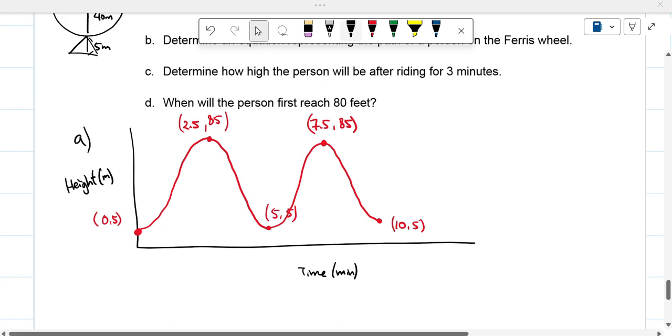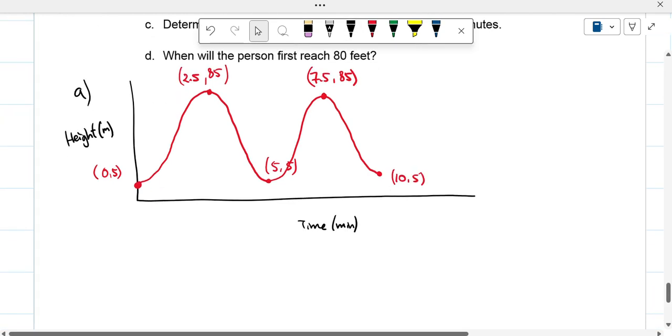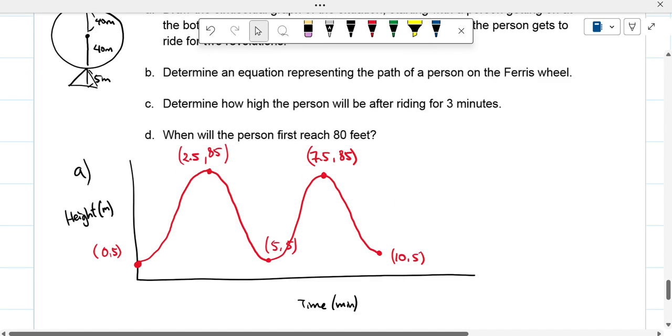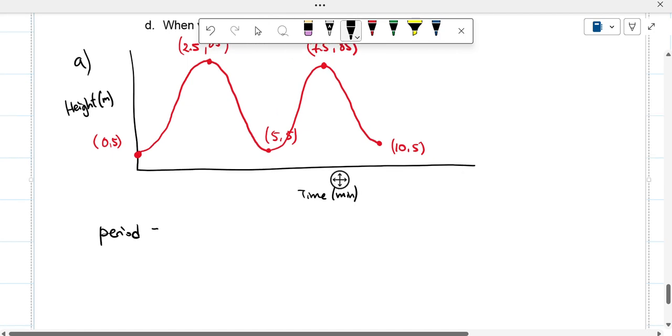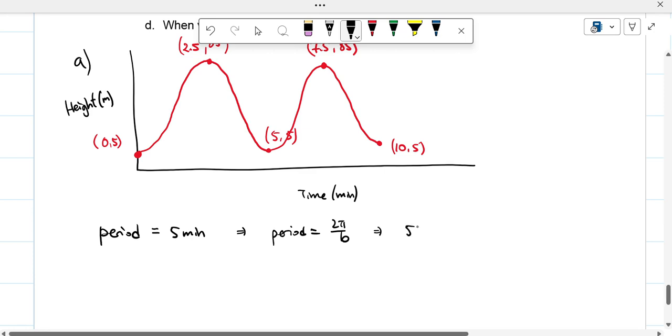We already did that in the previous question, so let's do it much quicker. So knowing the maximum point and the minimum point, I know my amplitude, well, actually let's find the period first because that's easier. My period, we already know from the question, is 5. So that means my b value will be, if I use the formula, period is equal to 2 pi over b, so 5 is equal to 2 pi over b, then b would be 2 pi over 5.